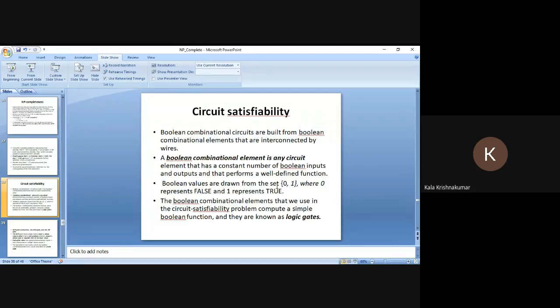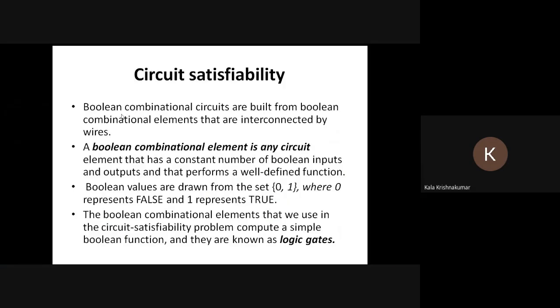To discuss the proof of the satisfiability problem, we need quite a few details. So before that, Boolean combinational circuits are built from Boolean combinational elements that are interconnected by wires.